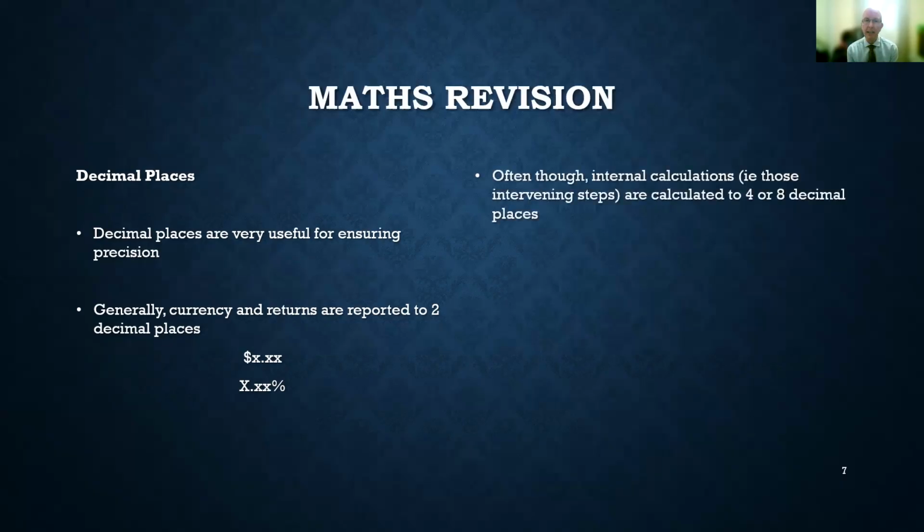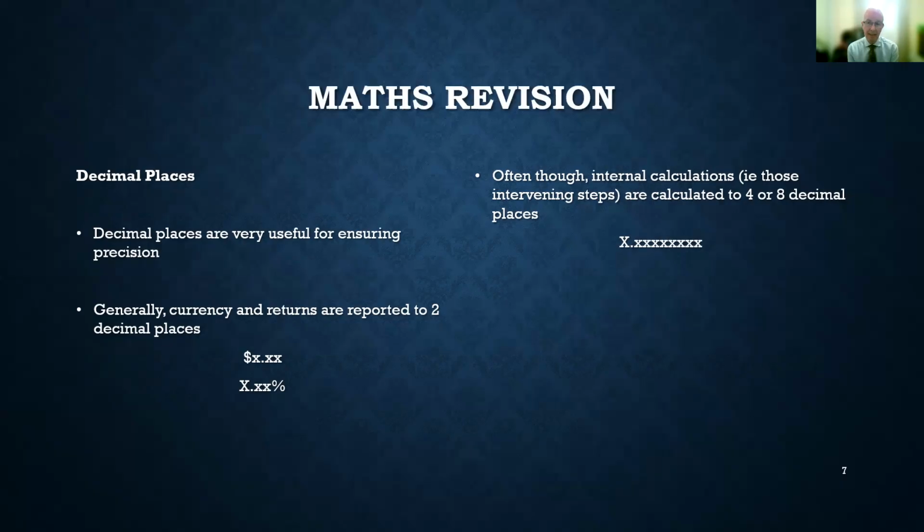Often, though, in investment management, the internal parts of a calculation, those intervening steps, are calculated to either 4 or 8 decimal places. And again, I'll be very, very clear as to whether we're calculating to 4 or to 8 decimal places, so you'll know which to apply. And so in those instances, it is important to calculate and report those numbers in the intervening steps to the appropriate number of decimal places.